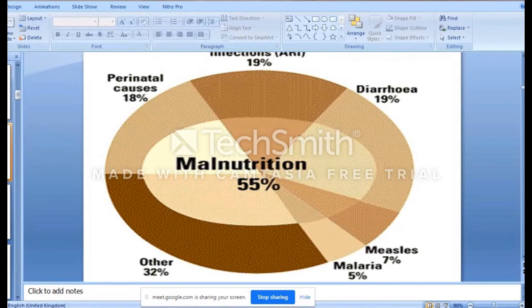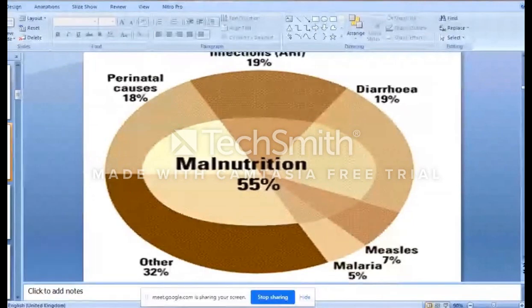And this is just the same thing as the previous slide, only given in a diagrammatic presentation. So malaria and measles account for very small amounts of causes of death in the under fives. The main cause of death in the under fives, 55%, is malnutrition.